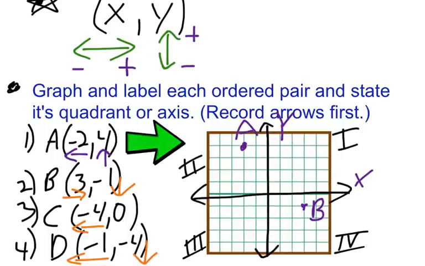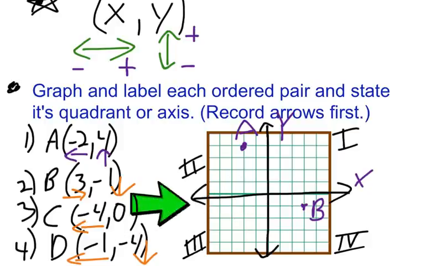All right, now on number 3, we're going to go left 4. Oh, I forgot to put the quadrant that B was in. B is in the 4th quadrant. It's in this section right here. So I'm going to put 4th down there.